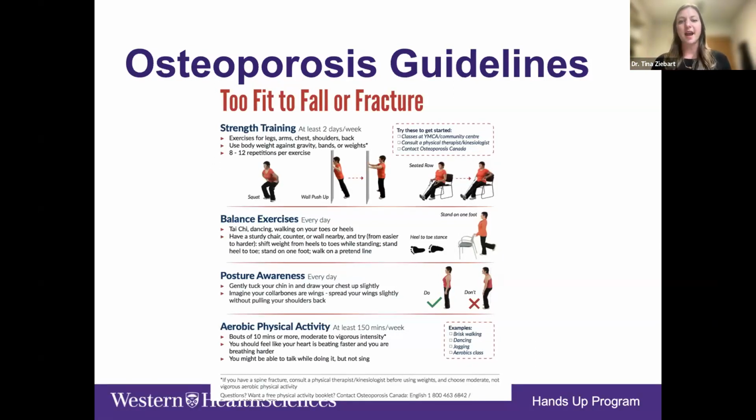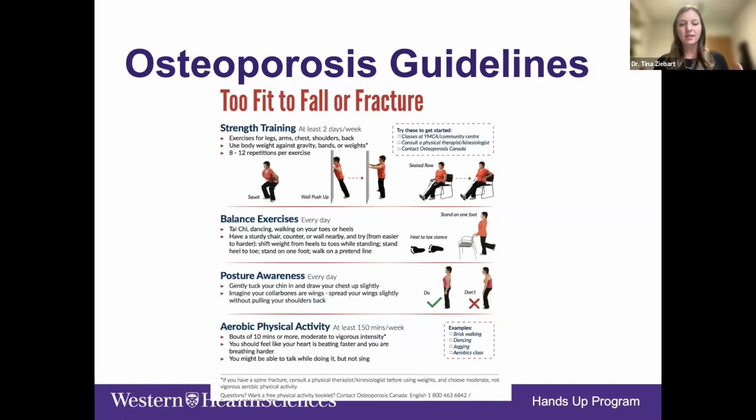Unique to the osteoporosis guidelines is postural awareness. This is primarily to help reduce the risk of vertebral fractures, so spine fractures. But I think it's also really valuable for older adults in general to be mindful of their posture, because that change in posture can shift their center of mass closer to the edge of the base of support, which can then increase their risk of falling. So being mindful of their posture, I think, is a good takeaway from these guidelines that is applicable not just to an osteoporotic population, but to older adults more broadly.